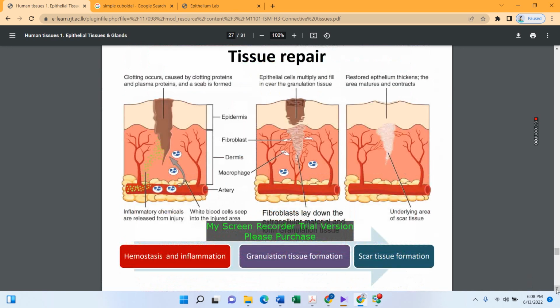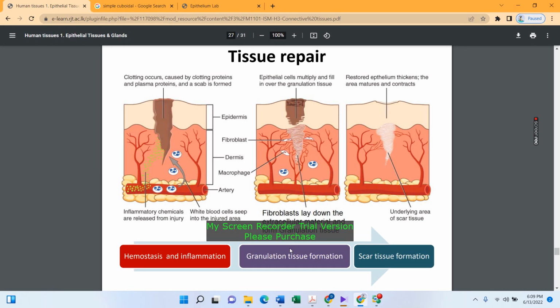So how does tissue repair happen? Whenever there's an injury, what happens first is hemostasis and inflammation. Inflammatory chemicals are released from the injury, then white blood cells seep into the injured area. Then clotting occurs, caused by clotting proteins and plasma proteins, and a scab is formed. This step is called hemostasis and inflammation.